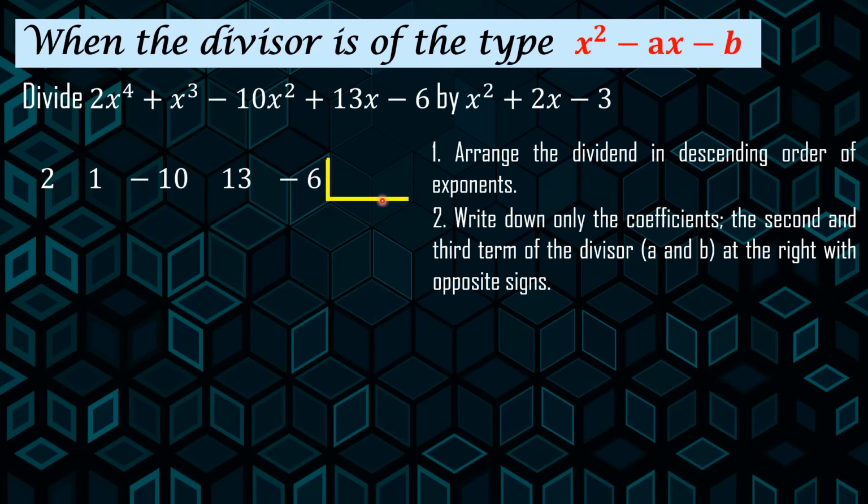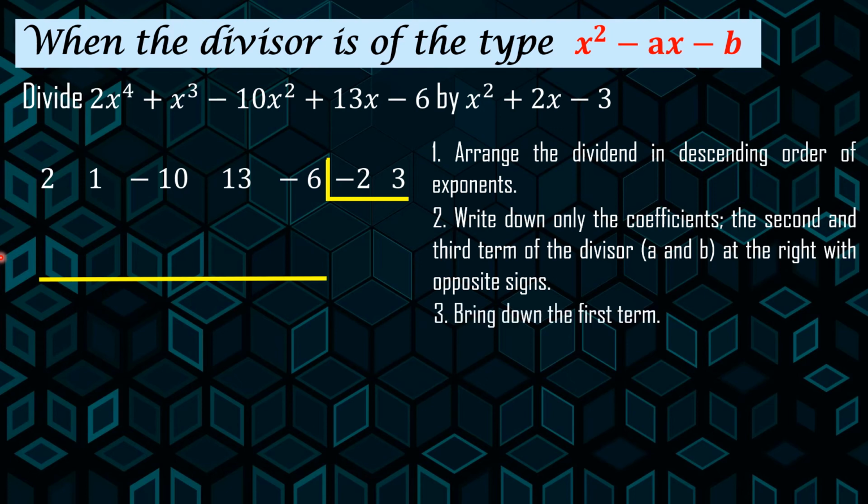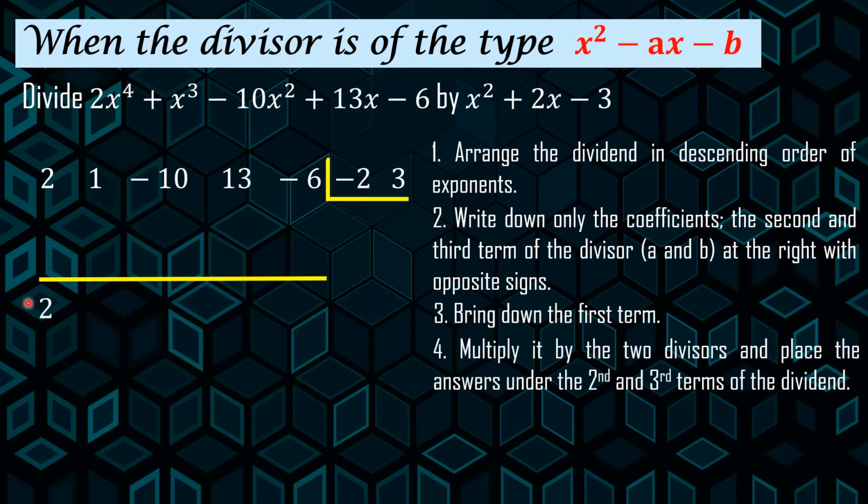And then, isusulat nating divisor dito sa right side ay yung coefficient ng a at b with opposite signs. So, ang value ng a natin dito is positive 2 at ang value ng b ay negative 3. So, opposite signs nila ay negative 2 and positive 3. Again, kapag ang divisor is a trinomial, dalawa yung divisor na ilalagay natin sa right side. Next is to bring down the first term, ganun pa rin. So, let us bring down the first term, which is 2.